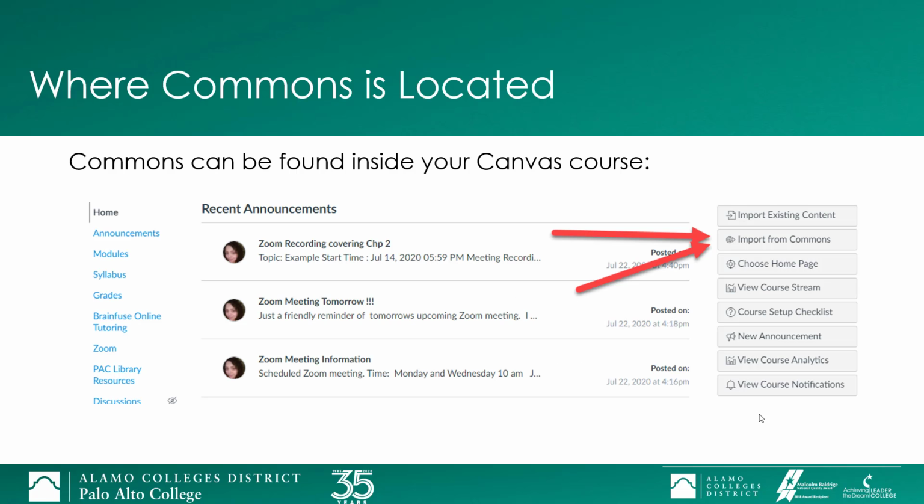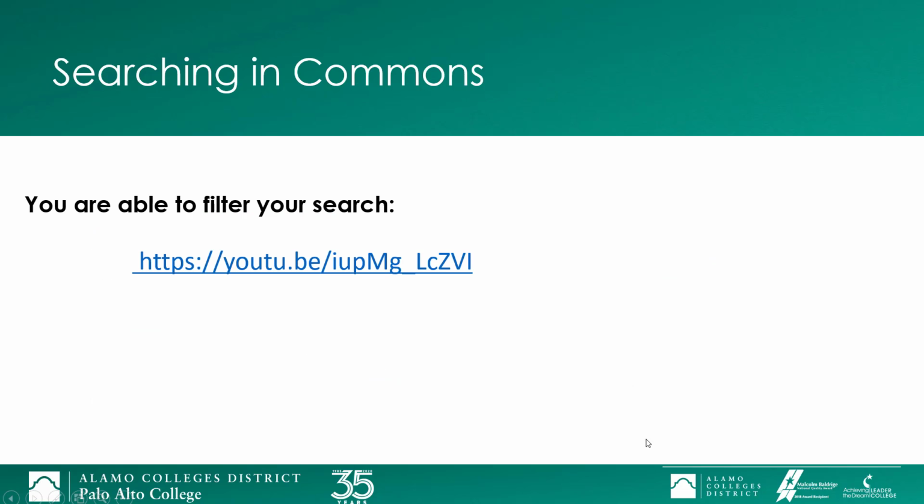So where is it located? Commons can be found inside your Canvas course. As directed by the arrows here, you can see that that button is always available to you in your home page. Searching in Commons. Here's a quick little video that explains your availability of search. Here's a quick little video that explains how you can filter your search in Commons.